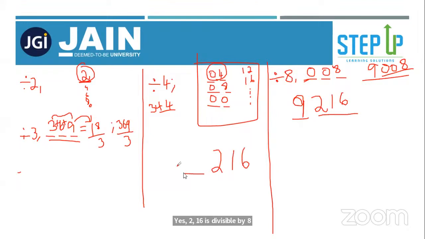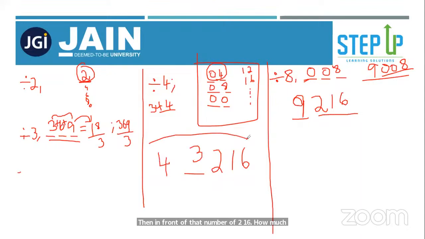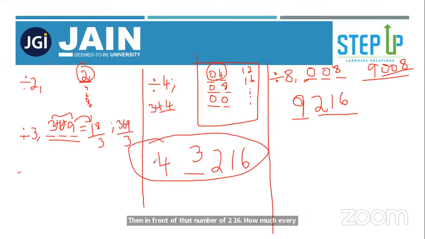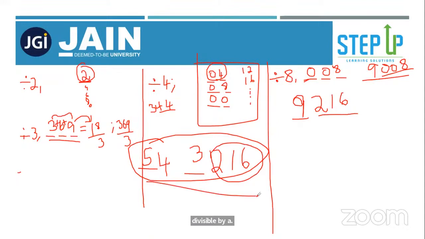Then in front of that number 216, however many digits I write, it doesn't matter. The complete number is divisible by 8. The number can be as big as it is, it doesn't matter at all. Just to find out whether that number will be divisible by 8, yes, it will be divisible by 8 because the last 3 digits are divisible by 8. Then the big number will be divisible by 8. Okay, now clear, sir. Okay, Peter, that's great.